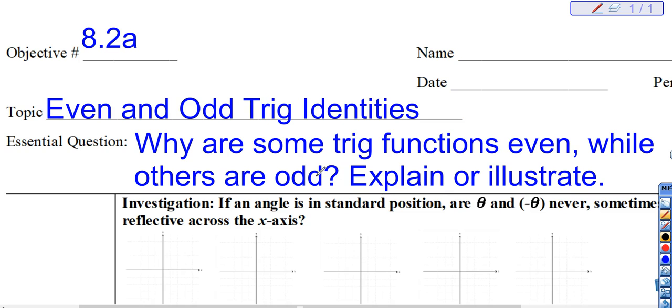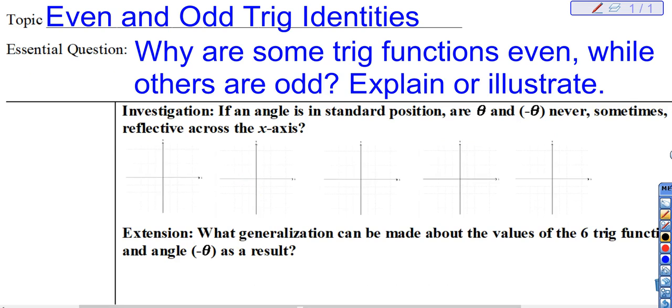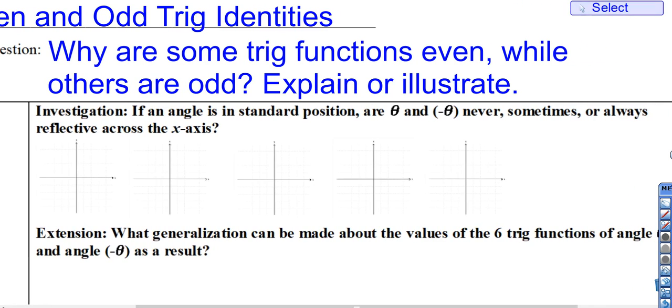Explain or illustrate. So that's my overall goal for you, is to be able to tell me why, not how, not which ones are even and which ones are odd, but why are some of them even and why are some of them odd. Whether you have to draw a picture to explain it or you can tell me verbally, either way works. So let's start with an investigation, just to lead you into what I would like you to think about.